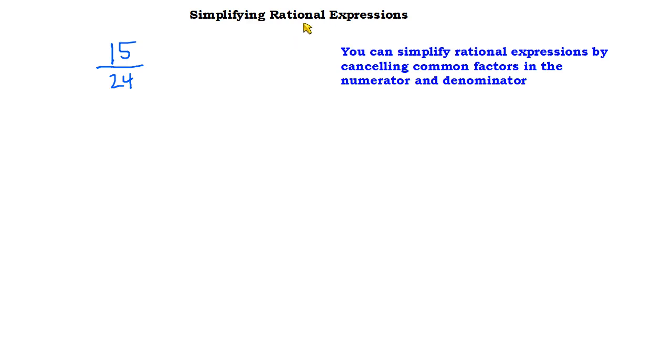Rational expressions are basically fractions with variables in them. So before we actually look at a rational expression, let's take a look at a regular fraction that we know how to simplify. This guy, 15 over 24, we would normally simplify by maybe canceling or reducing the top and the bottom. And in fact, we could say that you can simplify a rational expression by canceling.